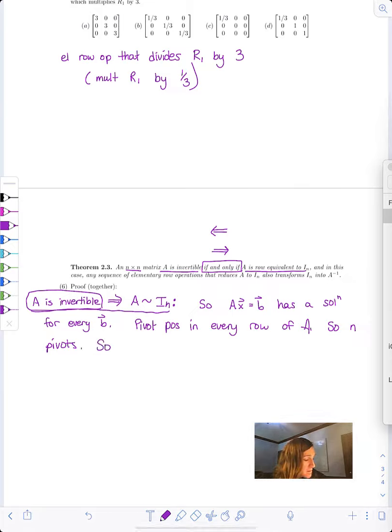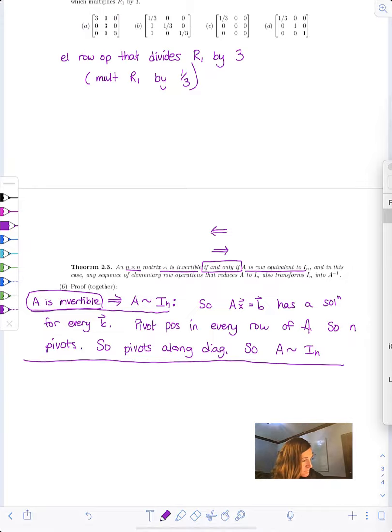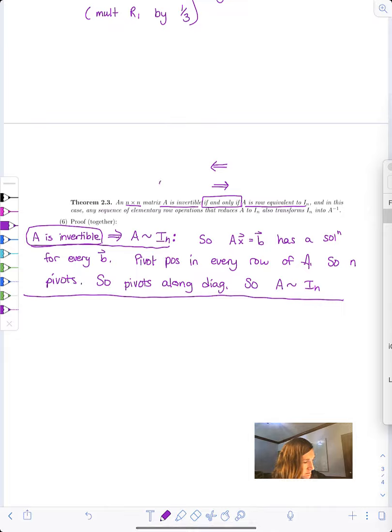So that must mean that we have a pivot in every diagonal entry. And so there's only one possible matrix that has a pivot position on each diagonal, because that's going to have, in a reduced echelon form, ones along the diagonal and zeros elsewhere. So that's the forward direction. Sometimes this is called the forward direction. And then we have the backward direction.